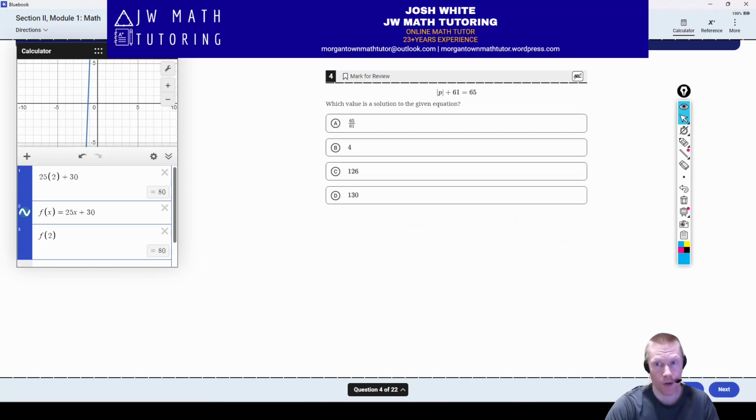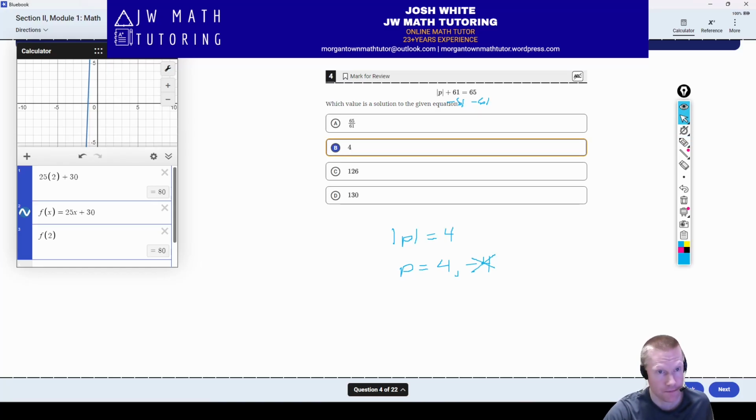Next, you have an absolute value equation. You can solve this by hand, of course. You subtract 61 on both sides, and that gives you the absolute value of P equal to 4. Therefore, P is either going to be equal to positive 4 or negative 4. But negative 4, of course, is not an answer, so we would not consider that, and you would just get positive 4. So the correct answer is going to be B.